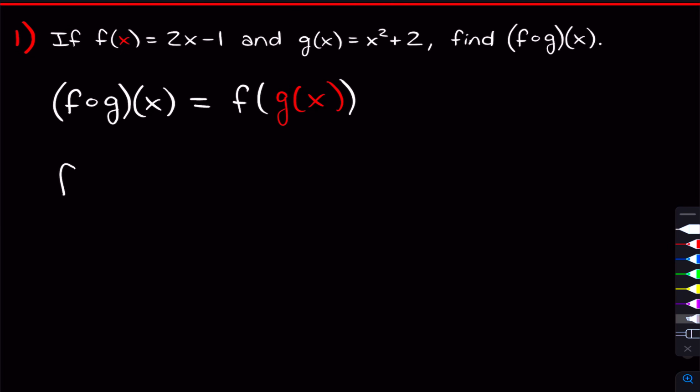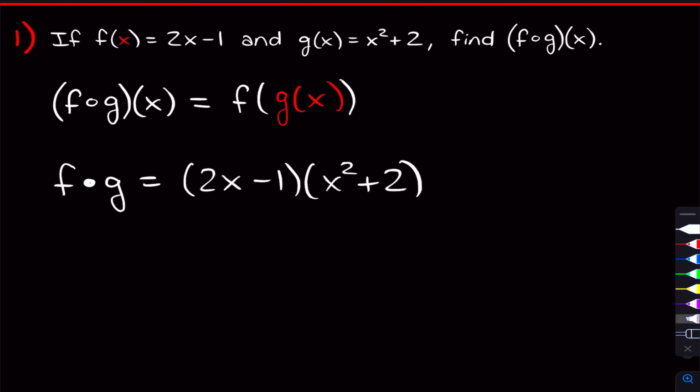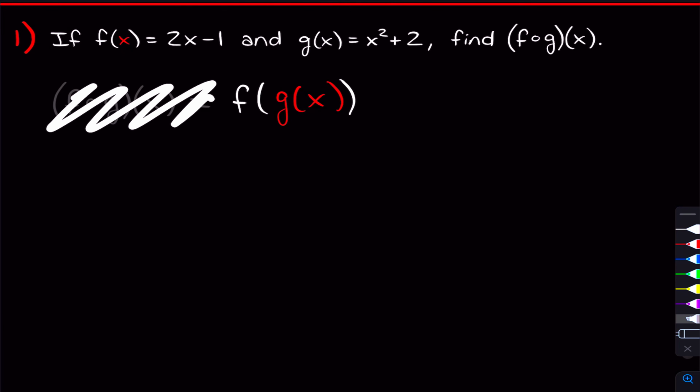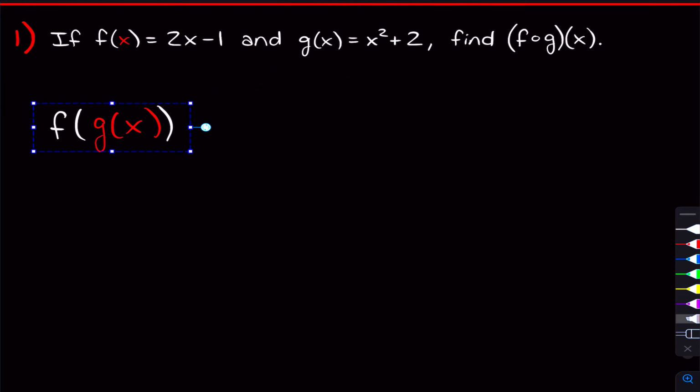But if you had a closed circle, I do want to talk about this real quick. This would be f times g. And so you would end up doing your function f, 2x minus 1, times your function g, which is x squared plus 2. So that's what it would mean if you had a closed circle, but again, here we have an open circle. That means we're doing a composition of functions. So what we're trying to do is find that f of g of x.